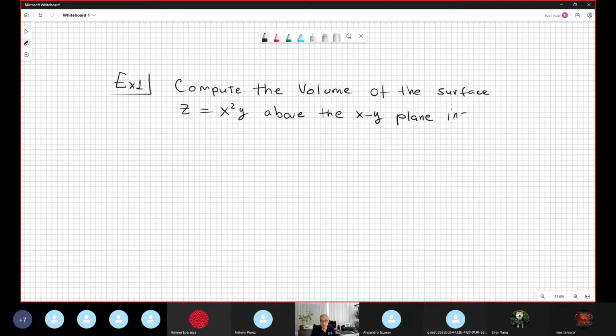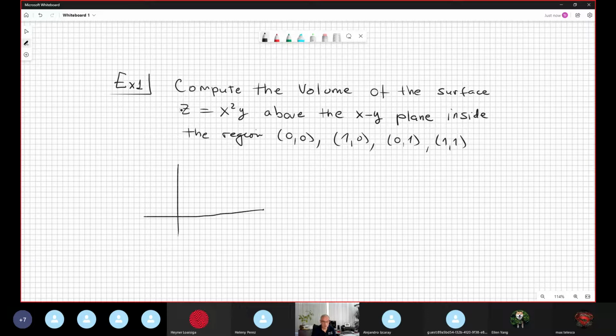Inside, now it's important to specify the region. The region formed by the points (0, 0), (1, 0), (0, 1), and (1, 1). Okay, immediately I do the sketch of the region. So I have my famous XY plane.